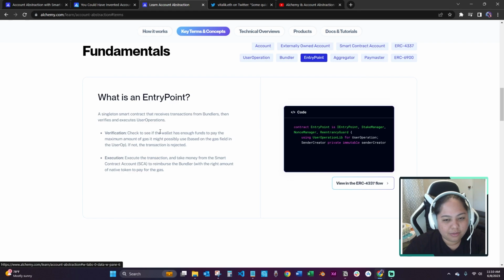It's going to verify everything that the bundler just gave it, whether or not it has enough funds to pay for gas, or if the gas is going to be already prepaid or not, or whatever. Basically, is it going to accept the user's offer or is it going to reject it? And if it accepts it, then it's going to execute the smart contract so that the transaction can get finished.